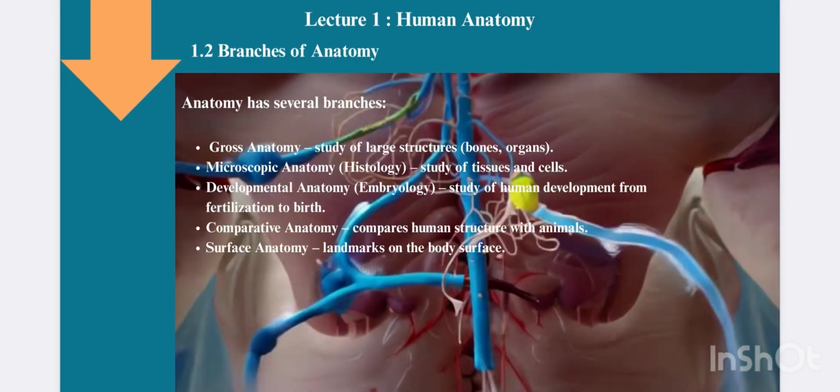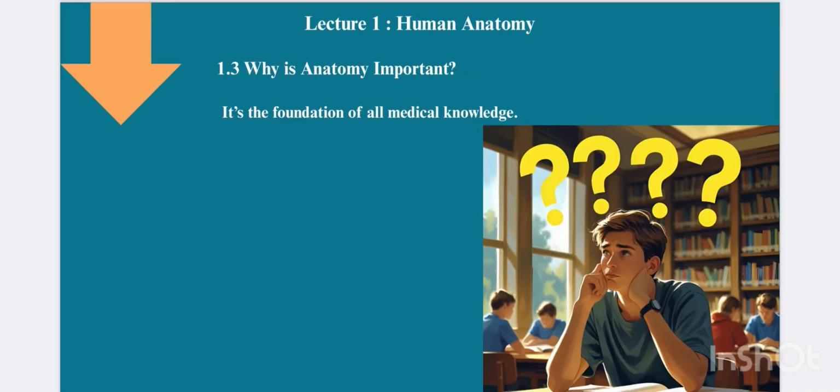So, what are the branches of anatomy? There are several branches of anatomy. First one is gross anatomy, which focuses on large visible structures like bones and organs. Then microscopic anatomy, also called histology, studies tissues and cells using a microscope. Then developmental anatomy or embryology explores how the body forms from a single cell to a full baby. Then comparative anatomy compares human structure with animals. Then surface anatomy, landmarks on the body surface.